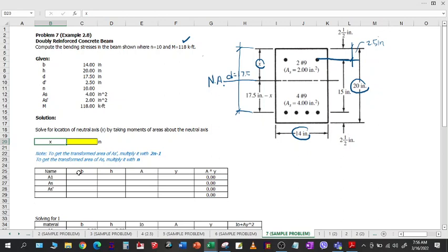In Microsoft Excel, the way I solve it is in a tabular manner, and I use goal seek to solve for x. If you do it manually, you can also equate and then find the unknown, one equation, one variable, one unknown equation. So you can easily solve it using the shift solve in your calculator. So let's now fill out this table. A1, this is your area 1. And this is the concrete part. Let me shade it for emphasis.